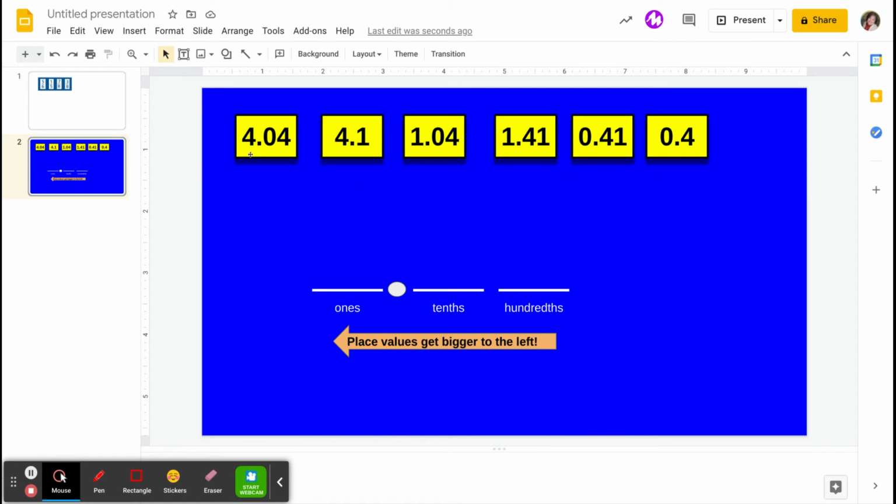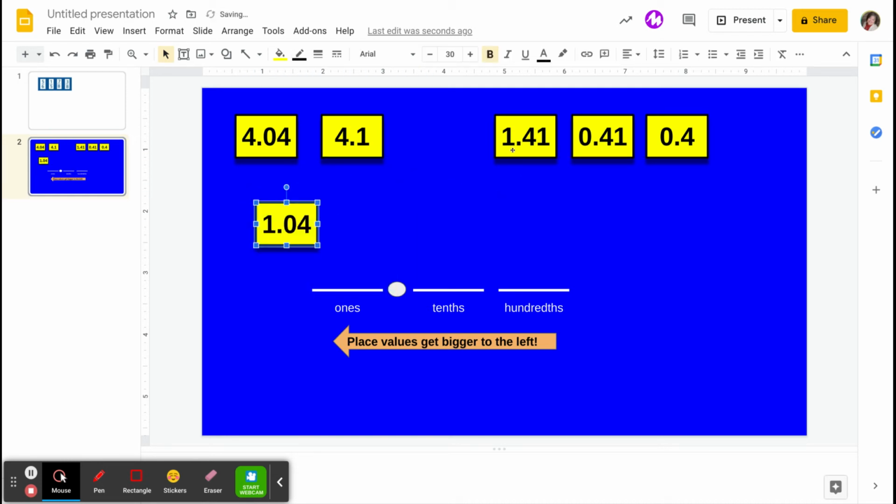So this first number is 4 and 4 hundredths. All right, so let's look at the next one, 4 and 1 hundredth. They have the same number of ones, so that doesn't help me all that much. Let's look at the next one. Oh, 1 and 4 hundredths. This only has one whole. These two have 4 wholes, so I know this one's going to be smaller. So I'm moving that one down here.